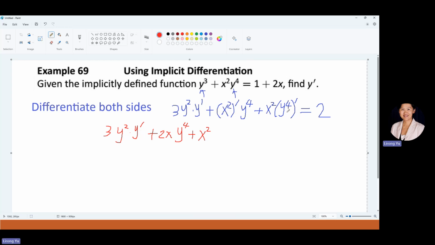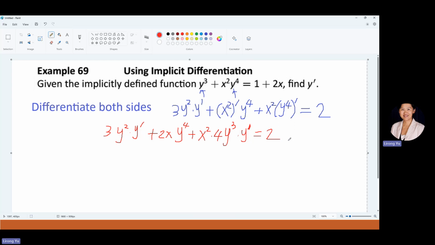So up to this stage, we should multiply the derivative of y to the fourth. That's the power 4. So according to the power rule, we have 4 and y to the power 3. This is a process of differentiating a y term, so we multiply by y prime. Extra y prime there. This is equal to 2. All right, and then you can see that sometimes we have a y prime, sometimes we don't.